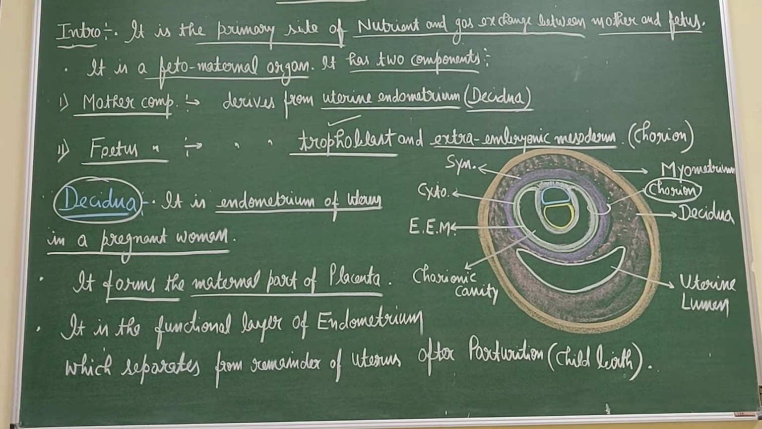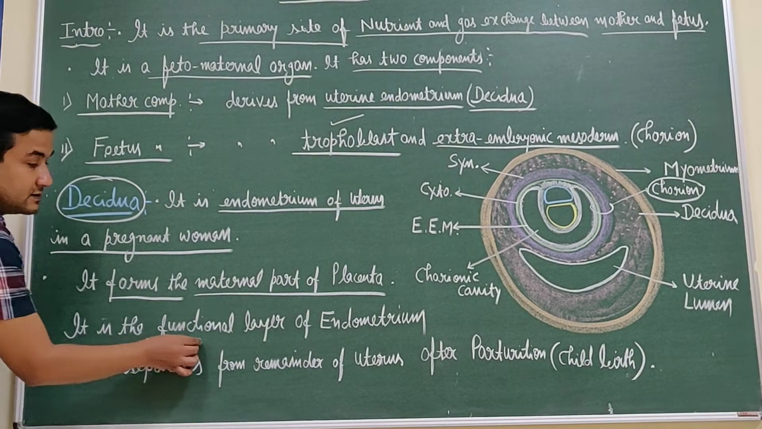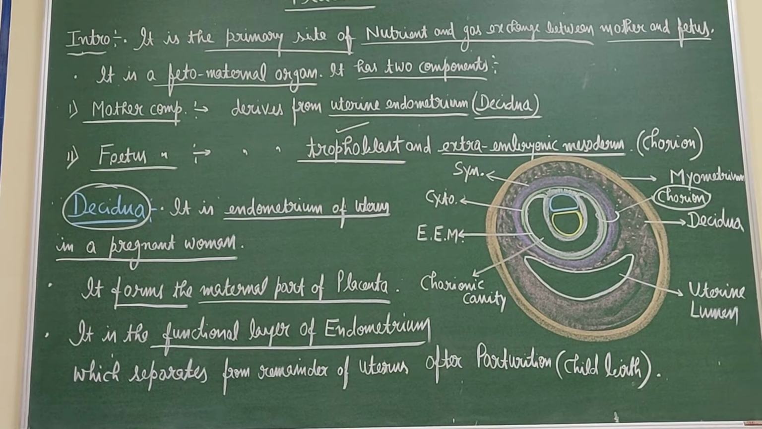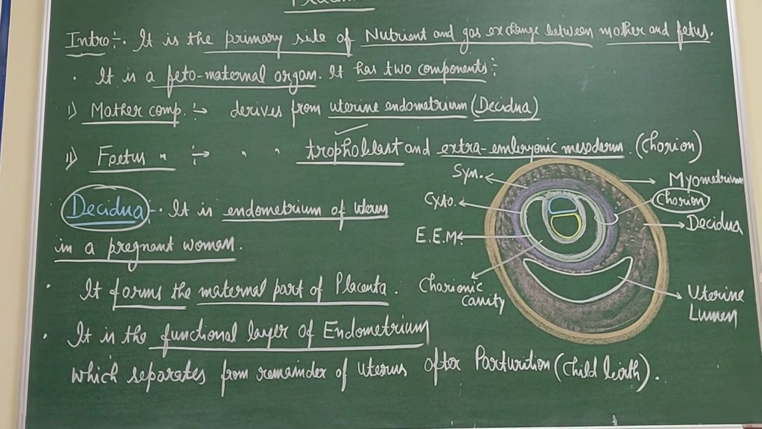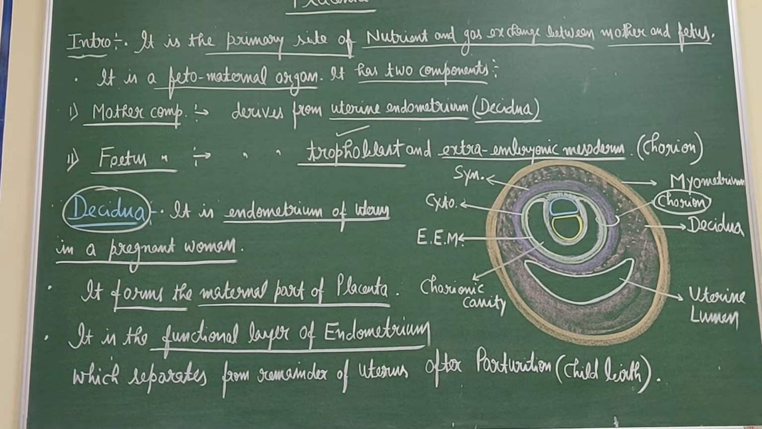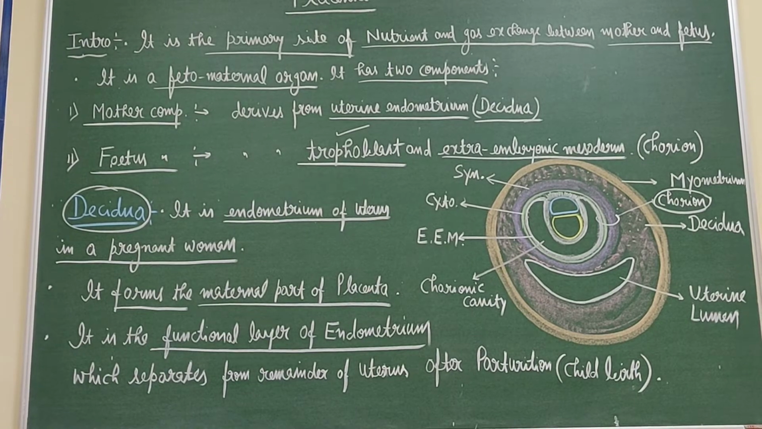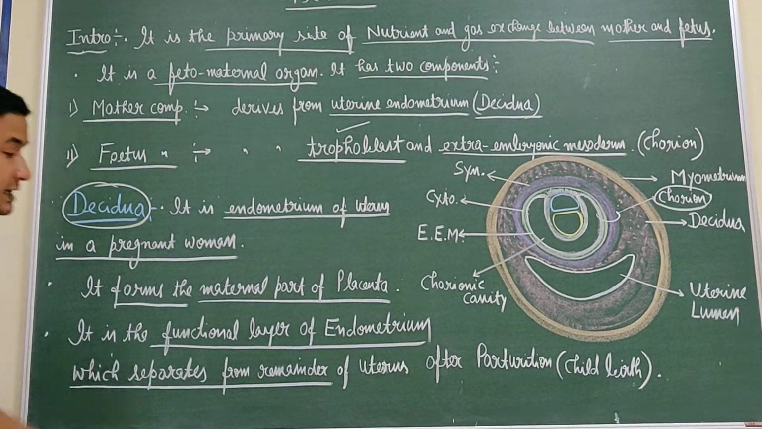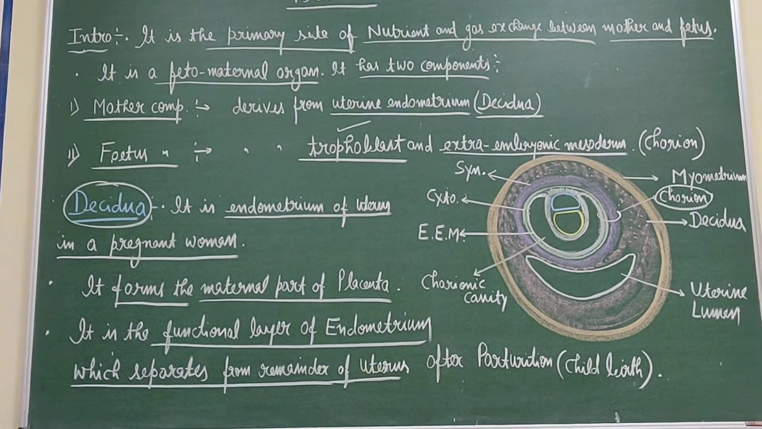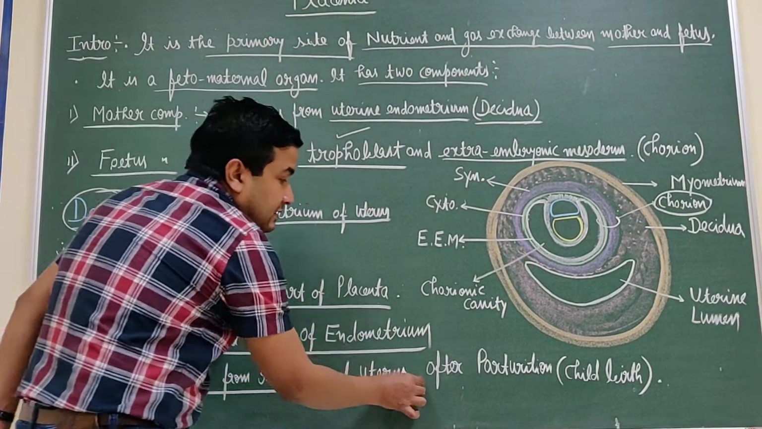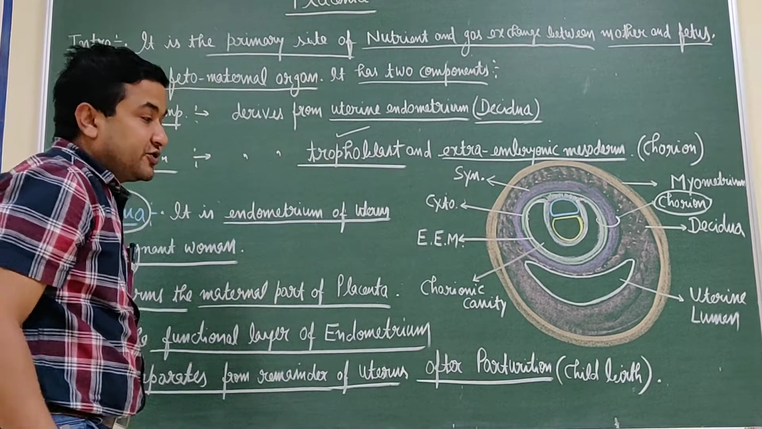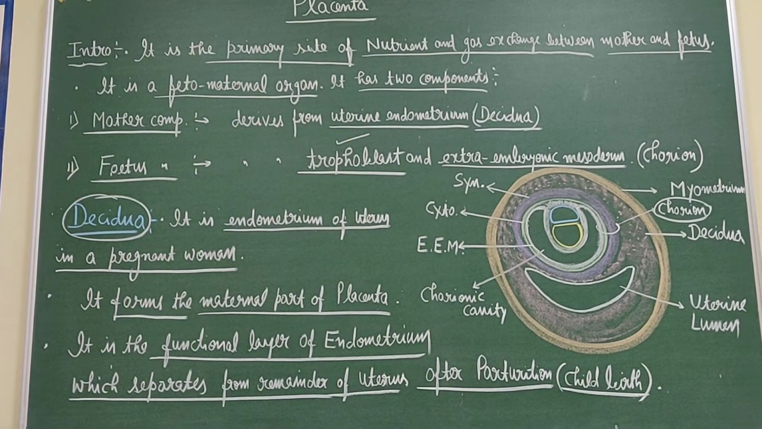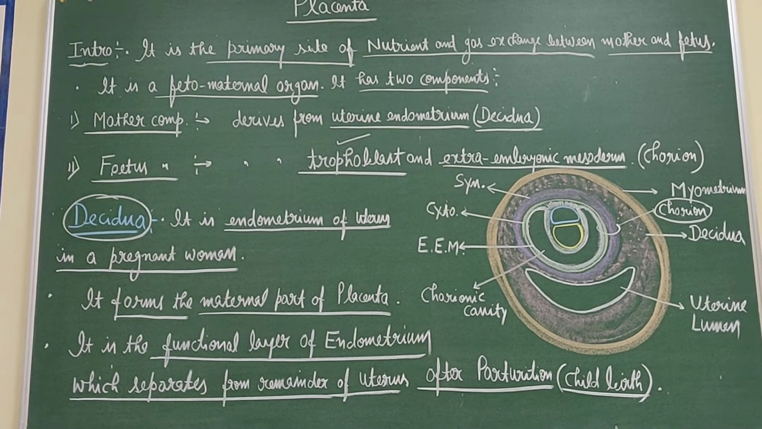Now, this is the functional layer of the endometrium. The endometrium has two layers, a functional layer and the basal layer. So, this is the functional layer of the endometrium, which separates from the remainder of the uterus after parturition. Parturition, that is childbirth. So, this is the decidua.